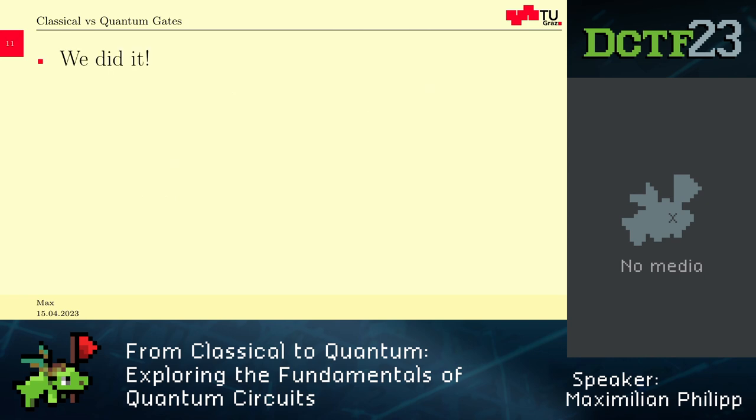Well, we did it. We were able to do anything a classical computer can do on a quantum computer, just way slower, way worse, with much more error correction. Is this all? Well, thankfully not, otherwise we wouldn't be doing this.